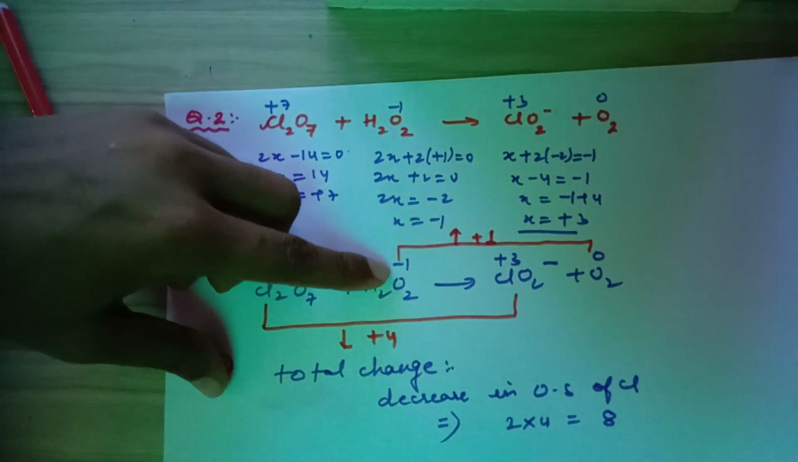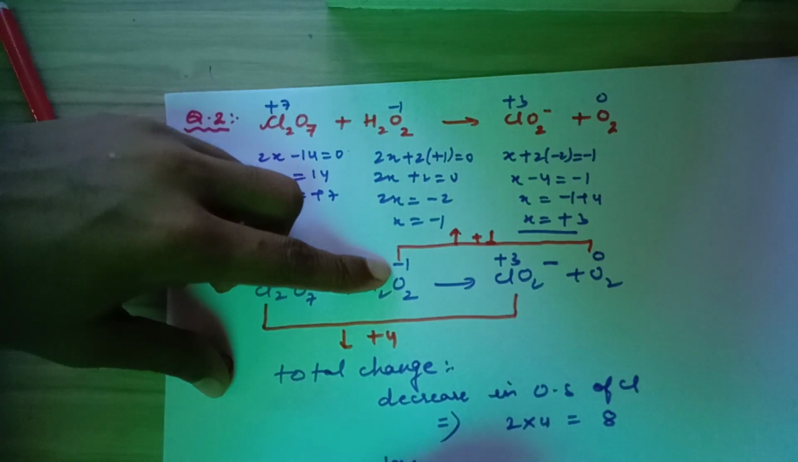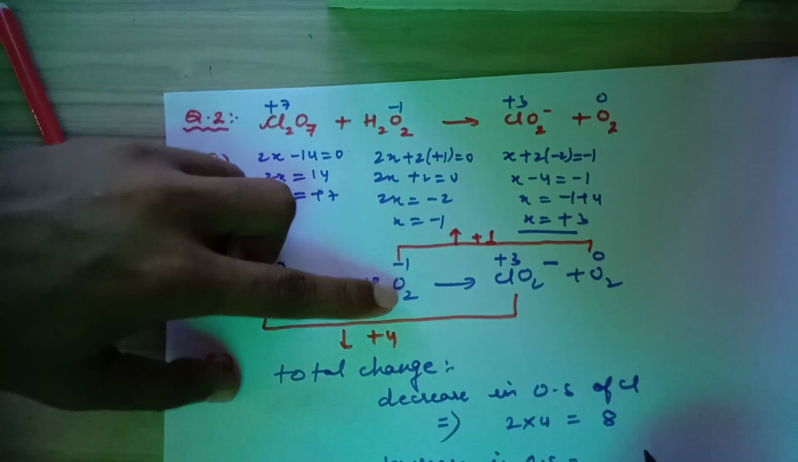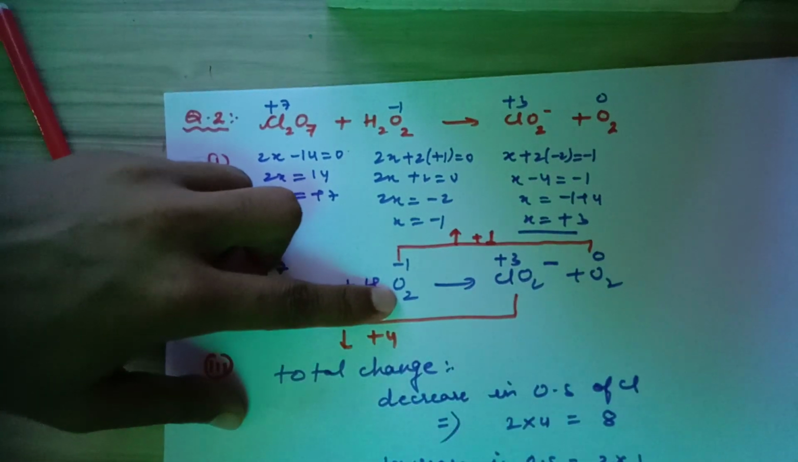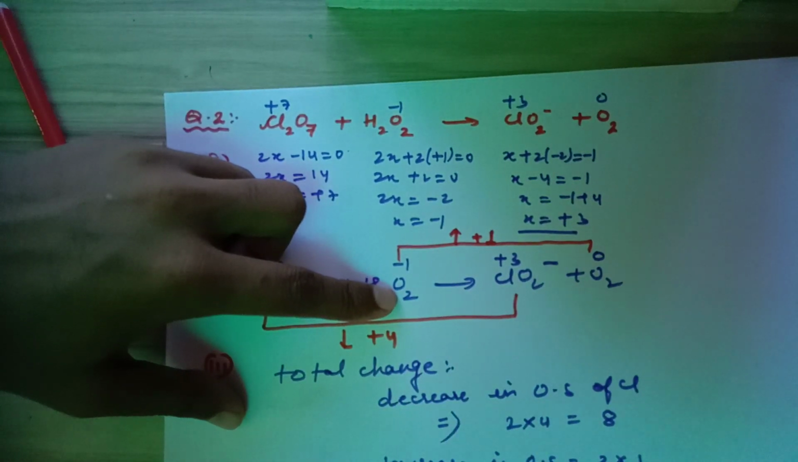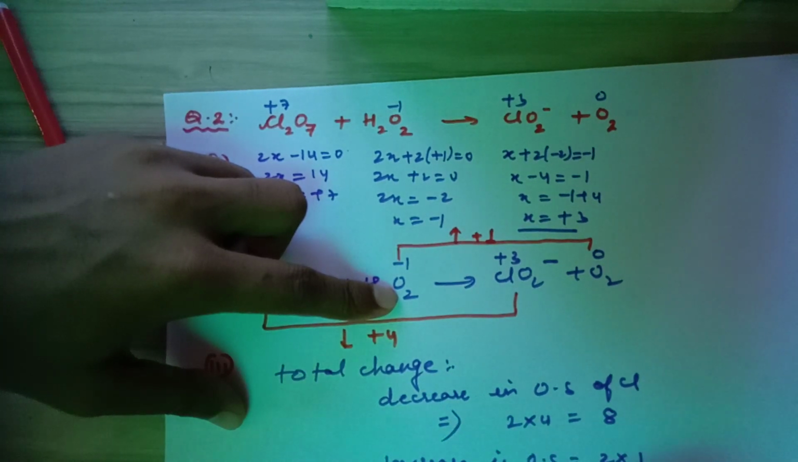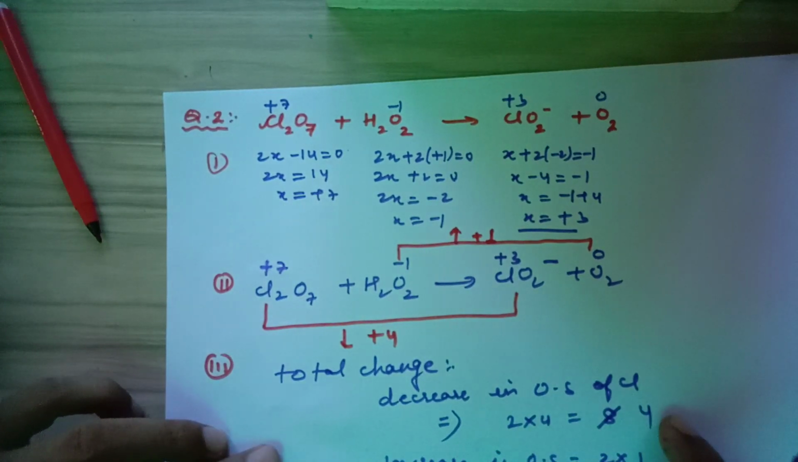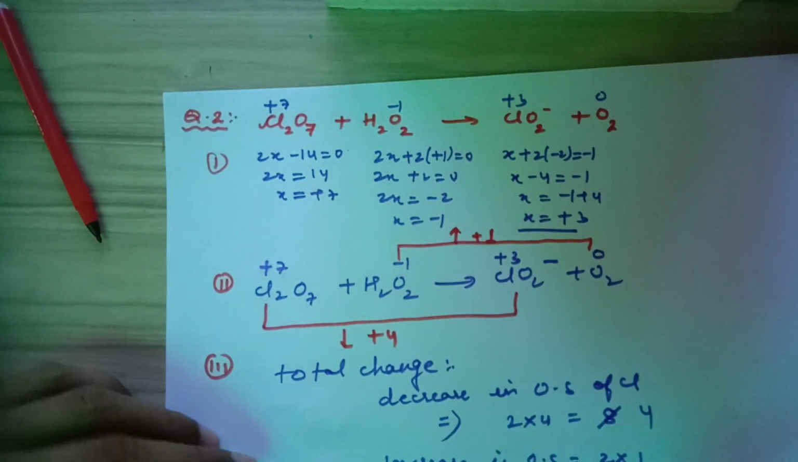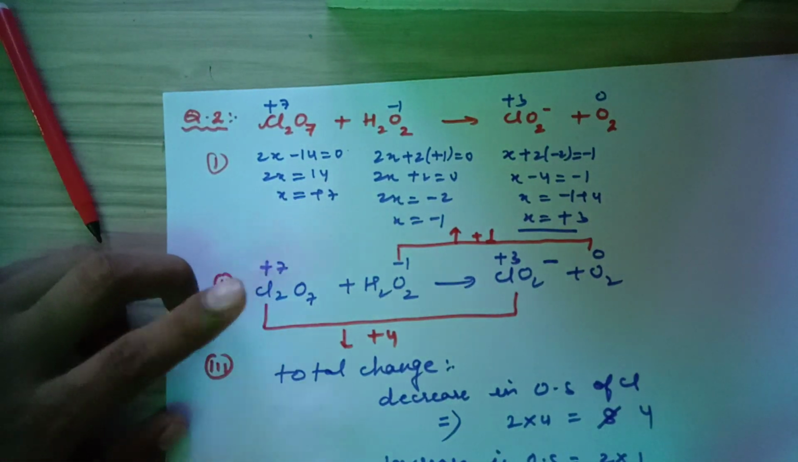Now see oxygen. There is an increase in oxidation state. There are 2 oxygen and the increase is by 1, so there will be a total difference. Now what is happening, there is a common factor between the 2, so we will be cancelling it out. It will be 2 1s are 2 and 2 4s are 8. Now the total decrease will be 4 in chlorine, and in oxygen there will be an increase by 1. So we have to cross multiply it in the above given equation.